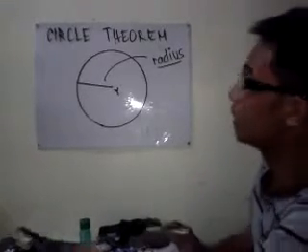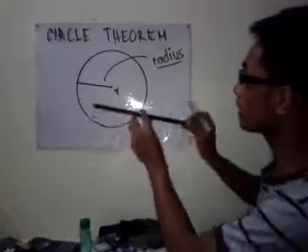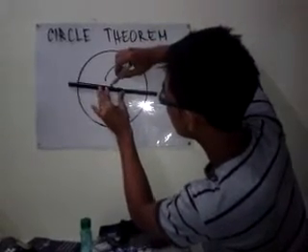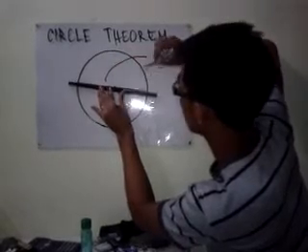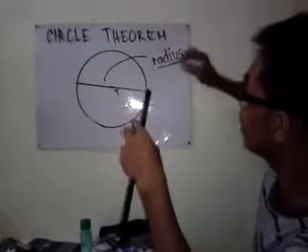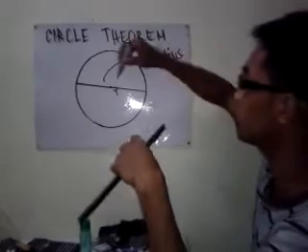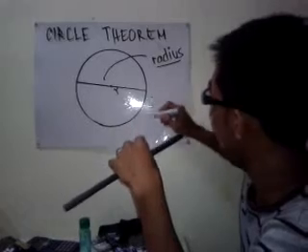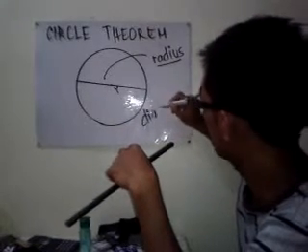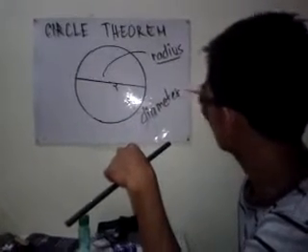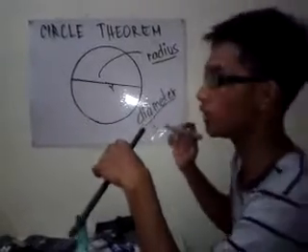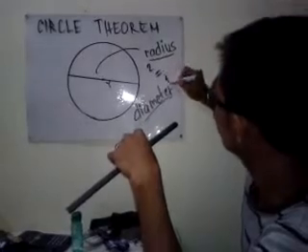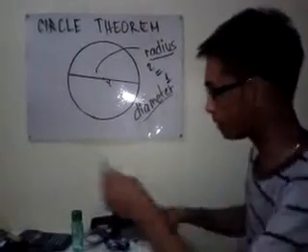Okay. And if I'm going to extend this radius, it will now hit another circumference again. This line already passing through the middle of the circle, and we're going to call this now diameter. Okay, and to make it easy to remember, 2 radius is equal to 1 diameter.